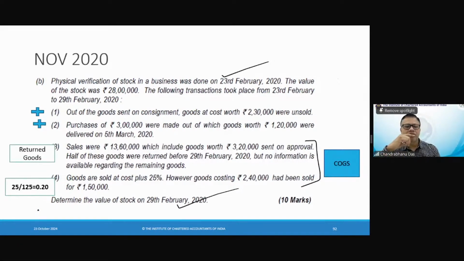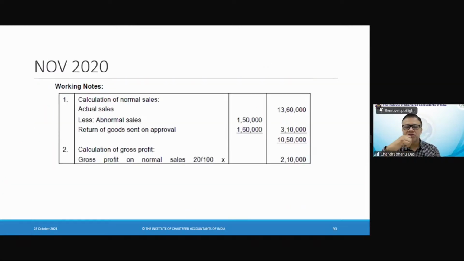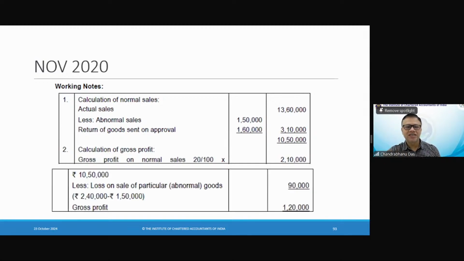The third point is talking about the returned goods. So how will we be treating the returned goods? We will see here. First, we are finding the gross profit by showing the normal sales and abnormal sales. Actual sales is 13,60,000. Less the abnormal sales of 1,50,000. Then you have the return of the goods which were sent on approval, 1,60,000, being half of 3,20,000. So then you found 10,50,000 will be normal sales now.